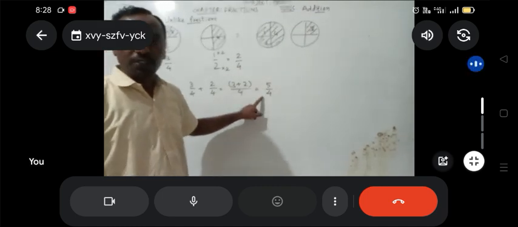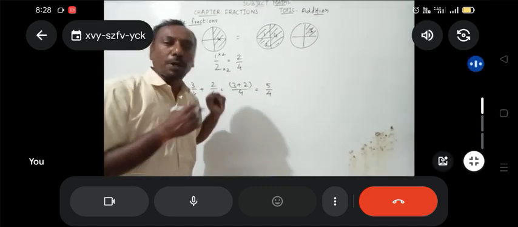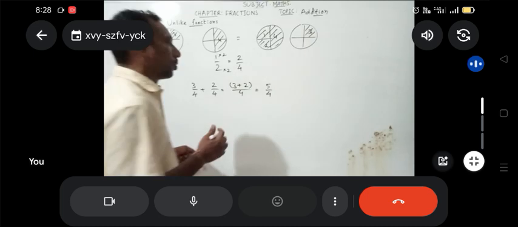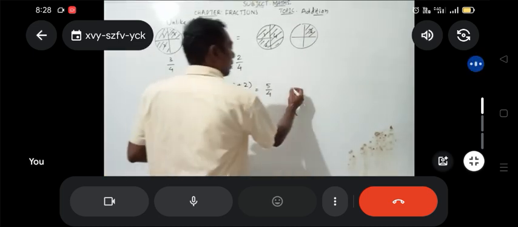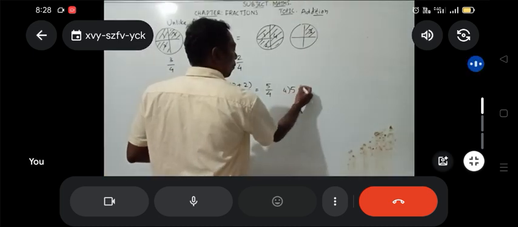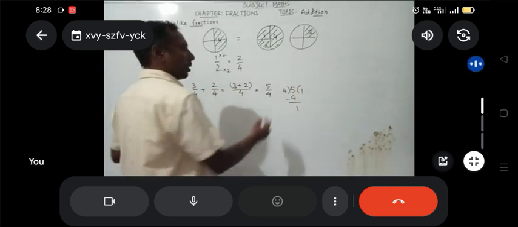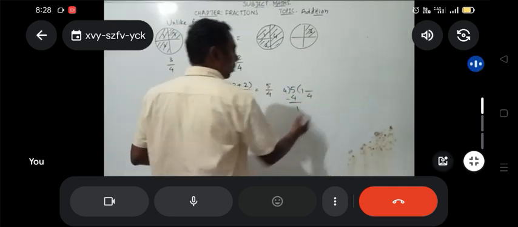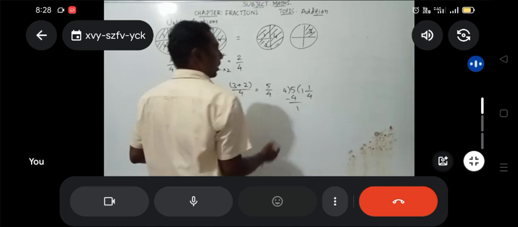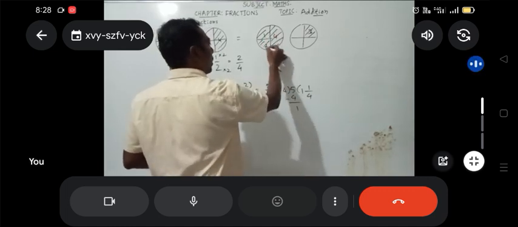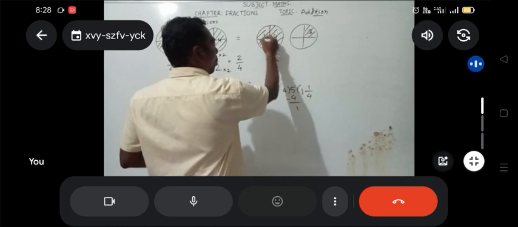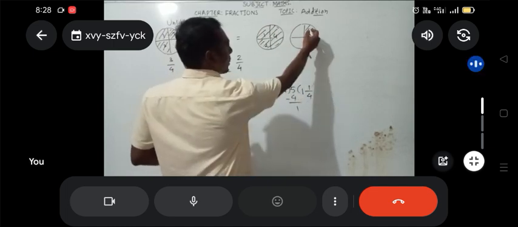When you observe this fraction, it is improper. Convert it into a mixed fraction. 5 should be divided by 4. 4 ones are 4, 1 remainder. The denominator is 4 itself. 1 will come here, that is 1 whole. And 1 by 4 is this third.